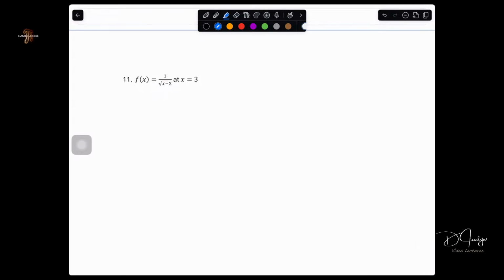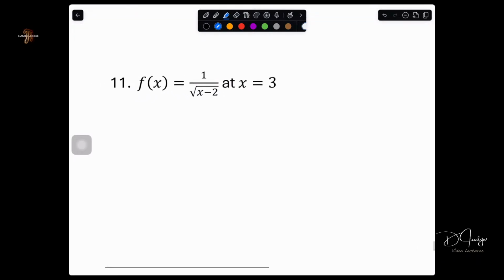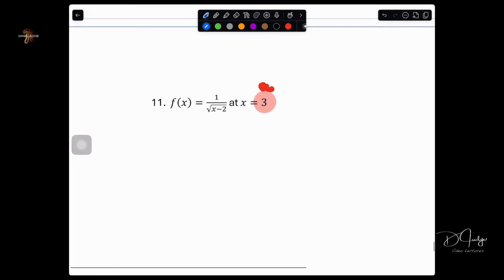All right, number 11, very similar here. We're going to try to evaluate this function at 3, we're going to find the derivative. So the function is 1 over the square root of x minus 2.